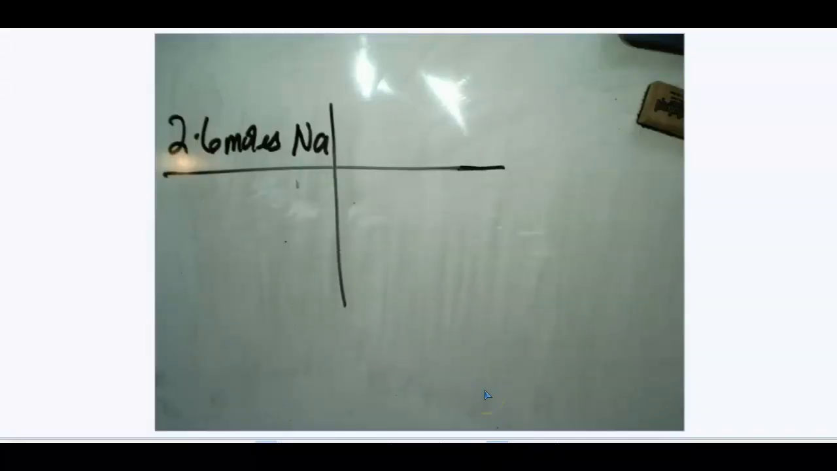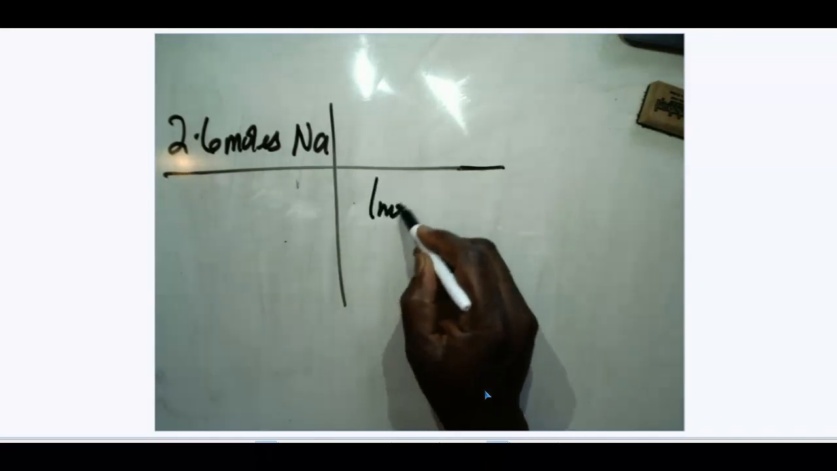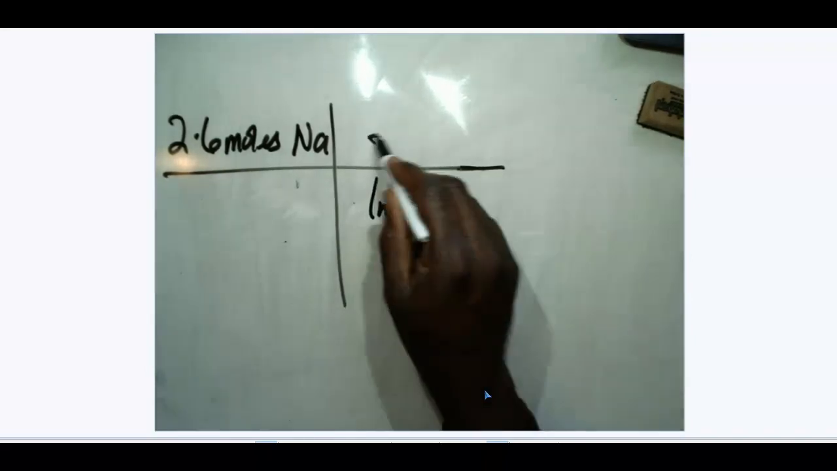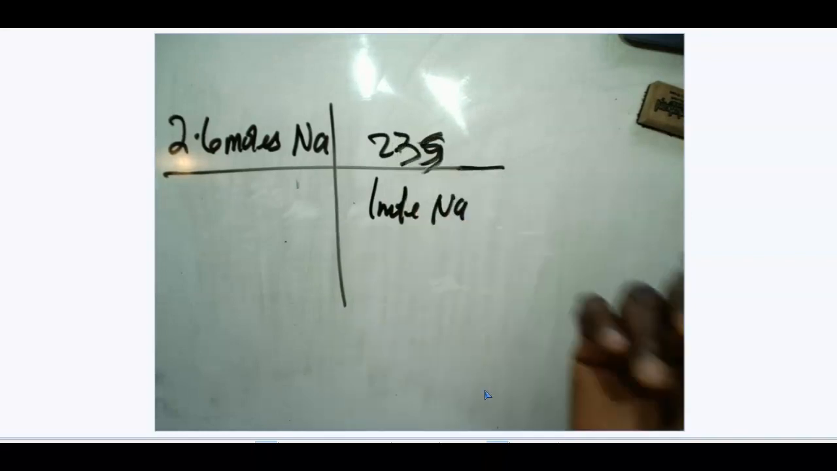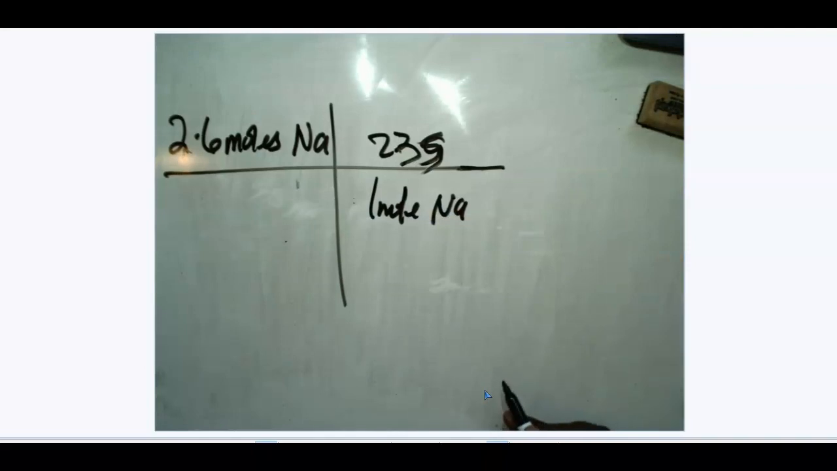This one is a one-step problem. 2.6 moles of sodium. 1 mole of sodium is what? 23 grams. That's all you need to do. So it's just multiply 2.6 by 23. That's all you need to do.